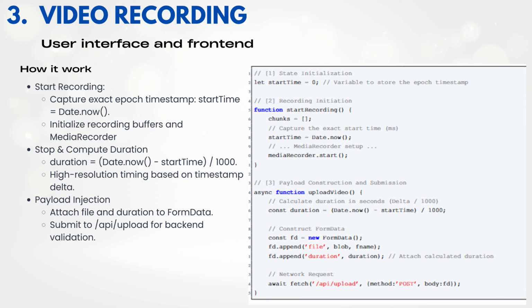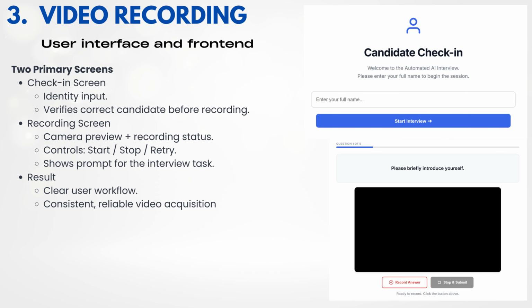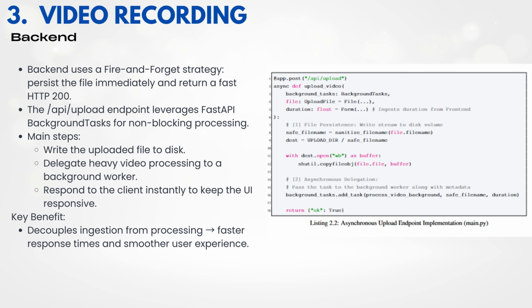Second, for transmission, we use the multipart form data MIME type. This is crucial for network efficiency because it allows us to encapsulate the binary video blob and the text metadata, duration, into a single HTTP POST request. Here's the user interface. It guides the user from identity verification check-in to the live recording phase, providing visual feedback throughout the process. Once the request hits our server, how do we handle large video files efficiently?